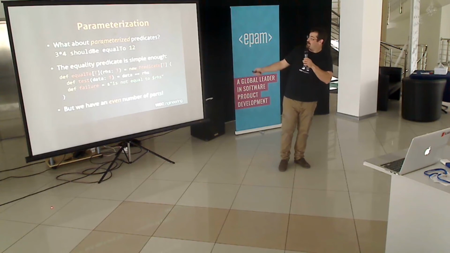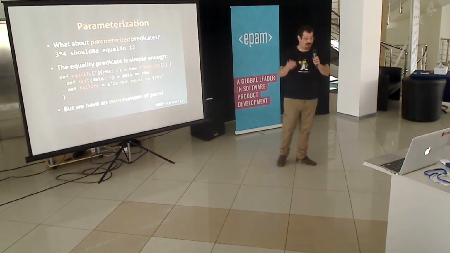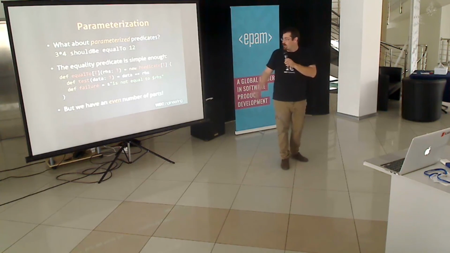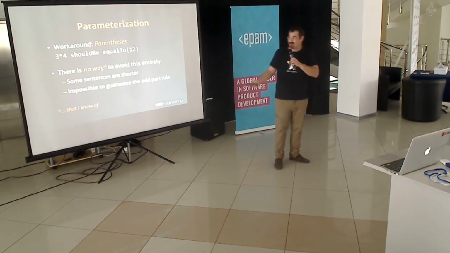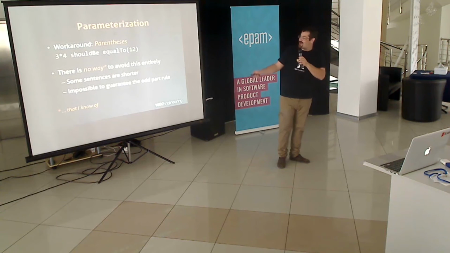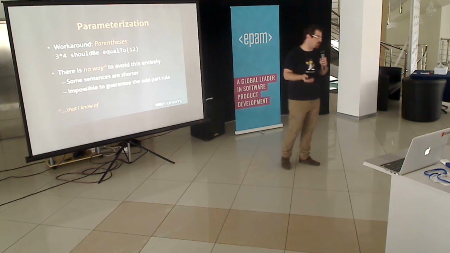But we have an even number of parts in our sentence. Once again, we've broken the odd number of parts rule. Right, so what can we do about it? Oh, not much. The only solution that I'm aware of is to add parentheses. Right? 3 times 4 should be equal to 12. Now, there might be some other way to solve this, not one that I've run into.